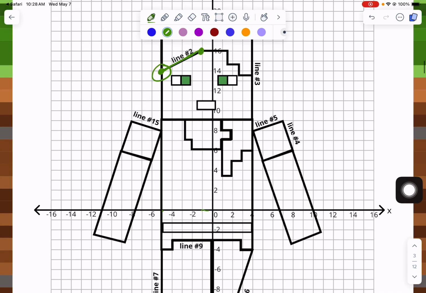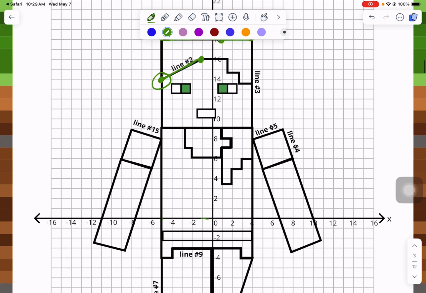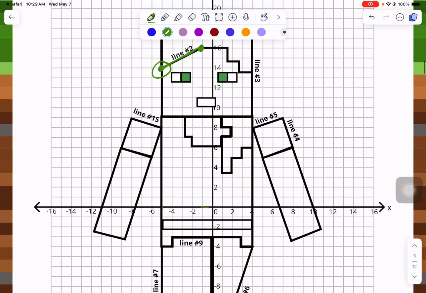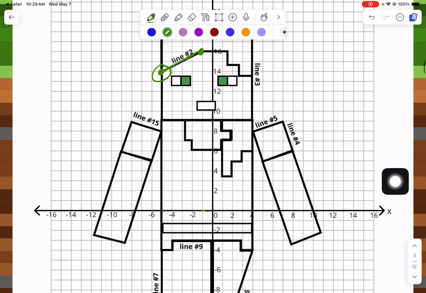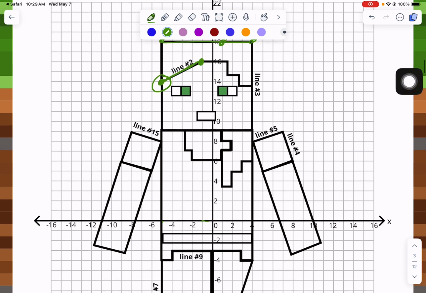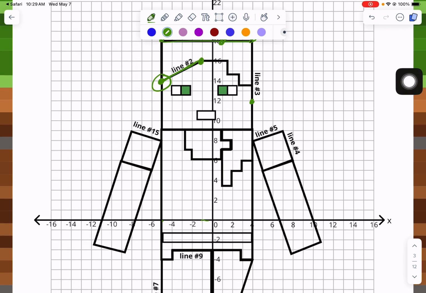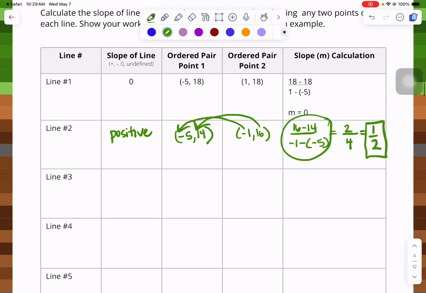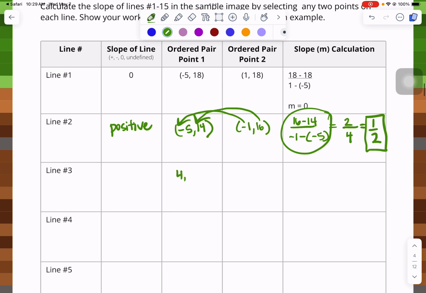I think what I'll do is do one more with you so you can find that slope. Let's actually just do the next one, line 3. Let's just pick 2 points on that line. We could do this point and this point on that line. So basically it's 4 and 10 and 4 and 12. So I will just write 4, 10 is 1 point, 4, 12 is the other point.